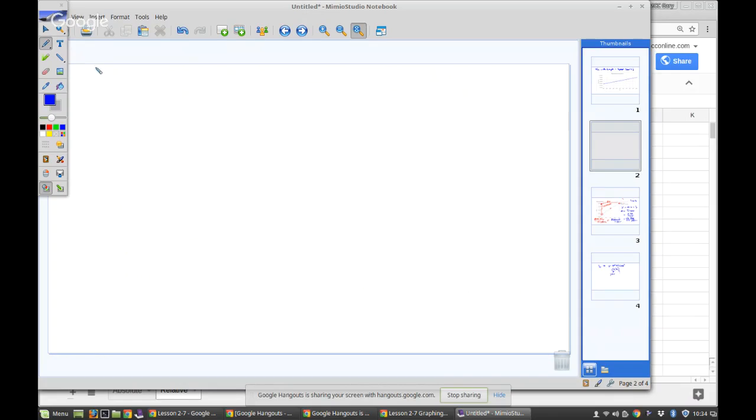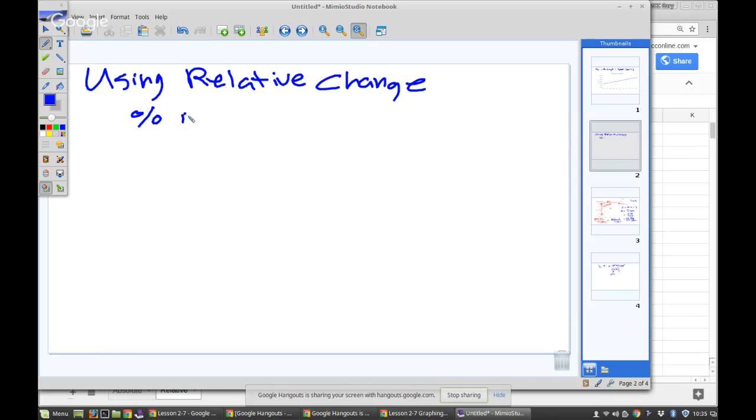Using relative change. For relative change, anybody? Percent change, yeah, it's also called percent change. So what we have at the moment is a percent increase of about 13.56%.